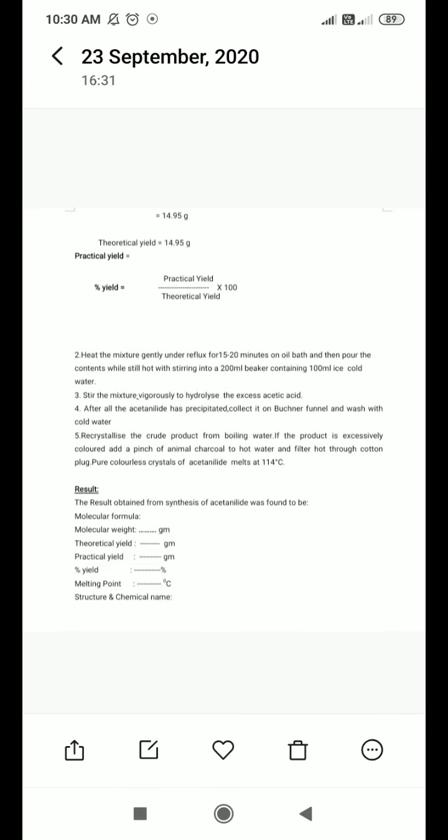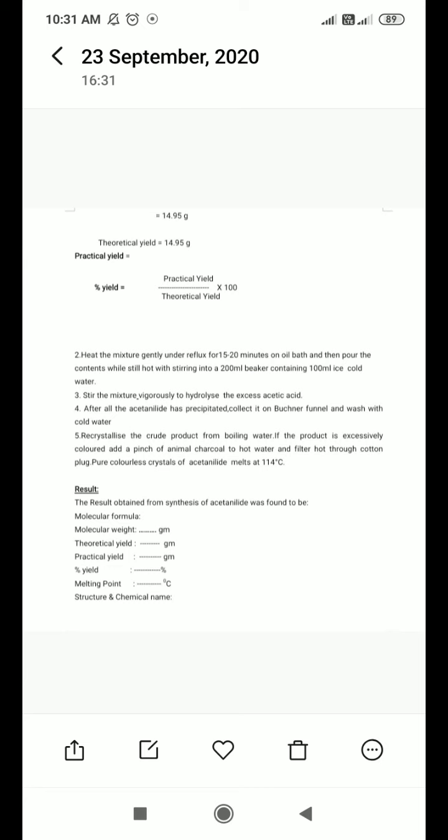What is the next step? Stir the mixture vigorously to hydrolyze the excess acetic acid. Means the excess acid will go out through hydrolysis. Then after all the acetanilide has precipitated, collect it on Buchner funnel and wash with cold water. After that your product will get precipitated out in that ice cold water. And after that filter through Buchner funnel.